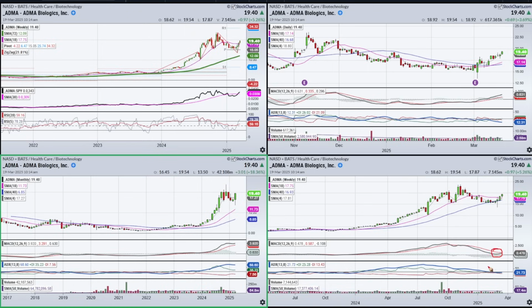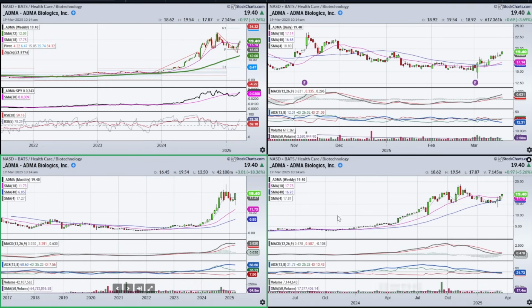We do have a zero line reversal here. We do have no sign of selling strength, but I would really like this a little better if we got a pullback and did something like this, just to give it a little bit more time and consolidate a little bit more after this kind of reversal and decline.